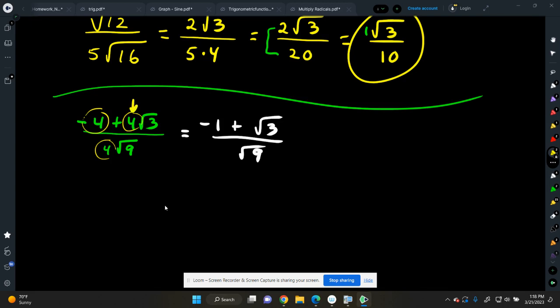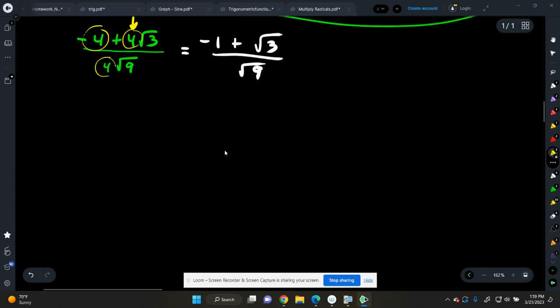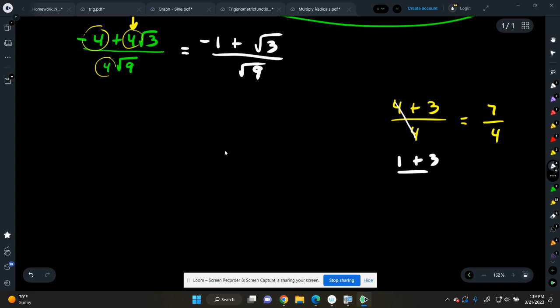Can't you just do negative 4 divided by 4 on the bottom and cancel it out? Yeah, it looks like you could, doesn't it? And this is probably one of the most confusing parts about fractions. Let me just work with numbers. Let's say that we had 4 plus 3 over 4. That equals 7 over 4. Well, if I canceled out these 4s, made this a 1 plus 3 over 1, that equals 4. They're not equal, right? So that's kind of a weird part about fractions.